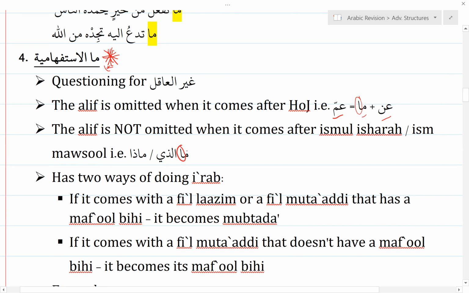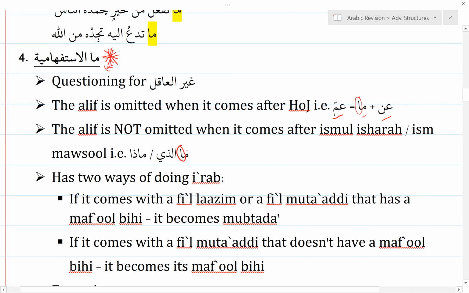So we have some examples here. Let's look at them. ما أكلت اليوم. What did you eat today? Again, you see, أكلت is متعدي. The مفعول به is not mentioned in a sense because it's actually ما, because I'm inquiring about what you ate. So that's the مفعول به. أكلت ما اليوم. You think about it like that. But because this has to be at the beginning, I say ما أكلت اليوم.